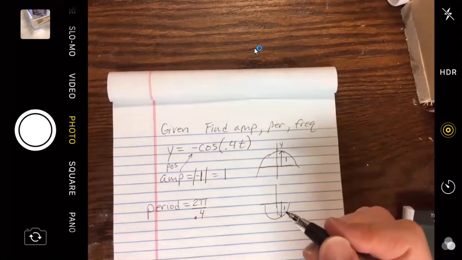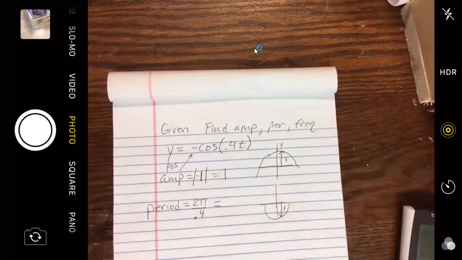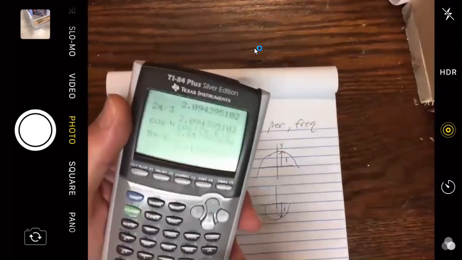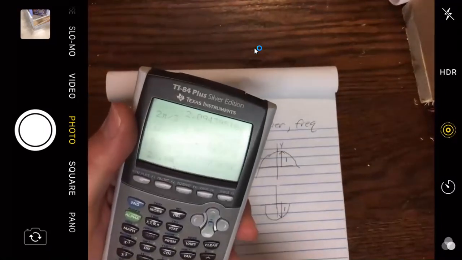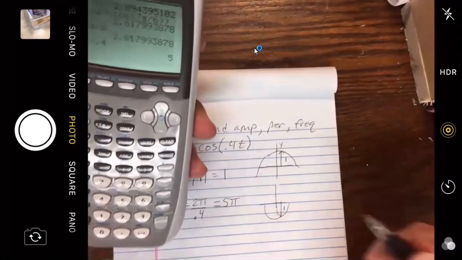Did they say to approximate it? No, it doesn't say anything about approximating or exact answers. All right, well, I guess you could punch the whole thing out, or if you want to go 2 divided by 0.4, actually 5. It's 5 pi. That's the exact.